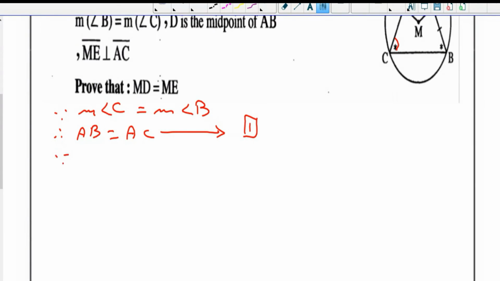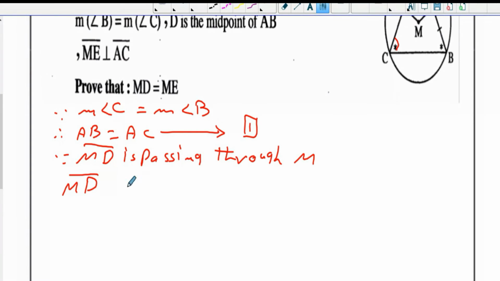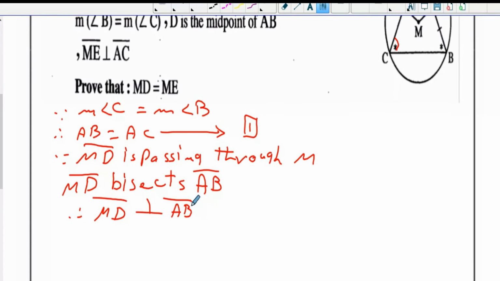Since MD passes through the center M, which is the center of the circle, and since MD bisects AB, therefore the line segment MD is perpendicular to the line segment AB.